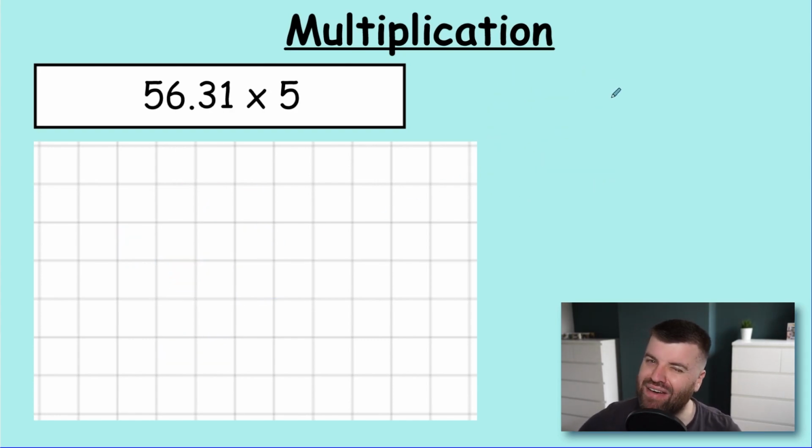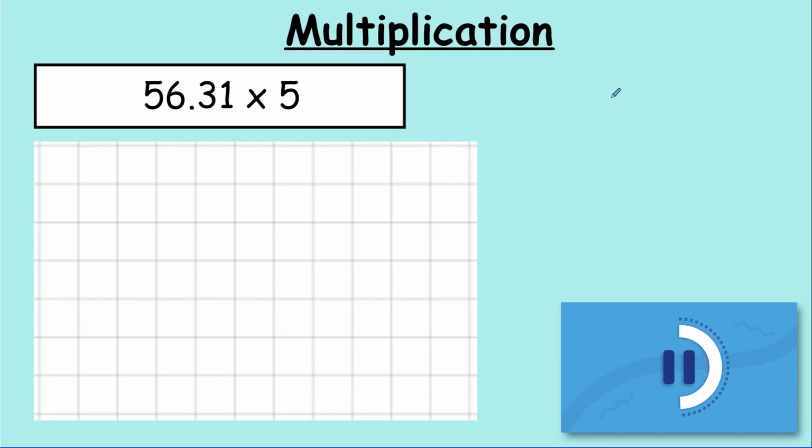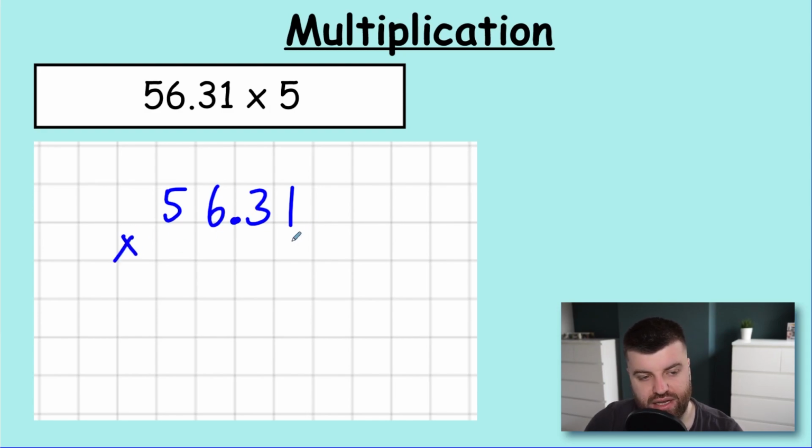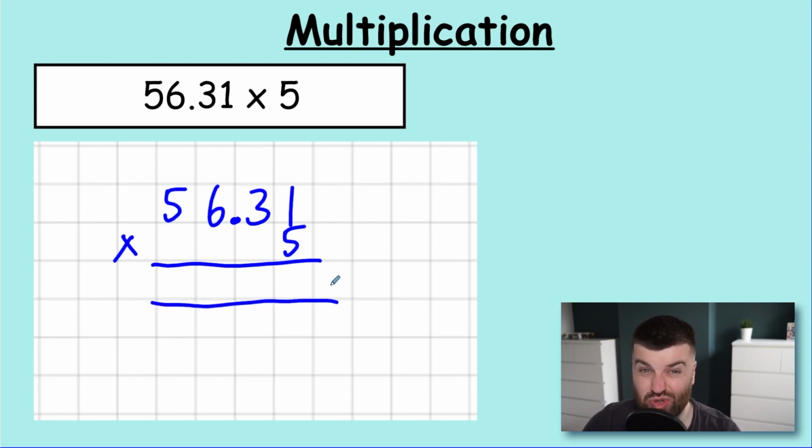How about when we have a decimal and we're multiplying by a number? Why don't you have a go at setting this out and see how you get on, and I'll show you after. Now, it's actually no different to what we've just done. So lay it out, 56.31. Make sure that decimal is really clear. Multiplied by 5. So let's go in here and just treat it like a normal short multiplication, ready?